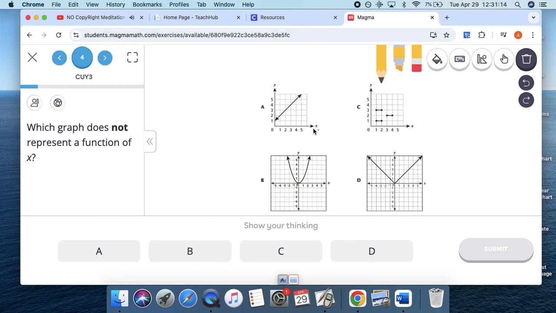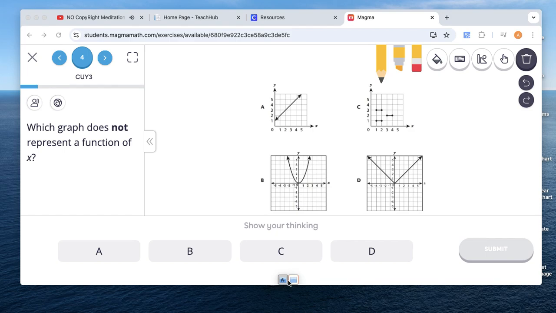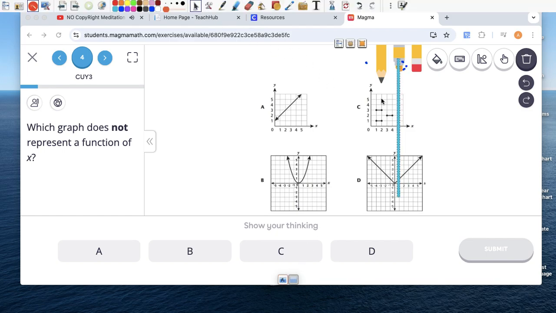Which graph does not represent a function? Again, we can do that vertical line test. So if I drag this, A is definitely a function, right? B is definitely a function. Look, there's only one point of contact, one point of intersection. D is definitely a function, right? But C is going to fail because when I go right here, notice that we're going to have 2 points of contact. One is going to be right here, and the other one right here. So C is the one that is not a function.